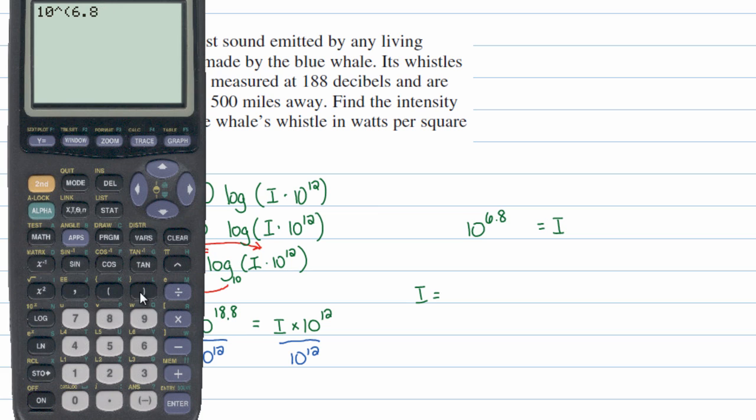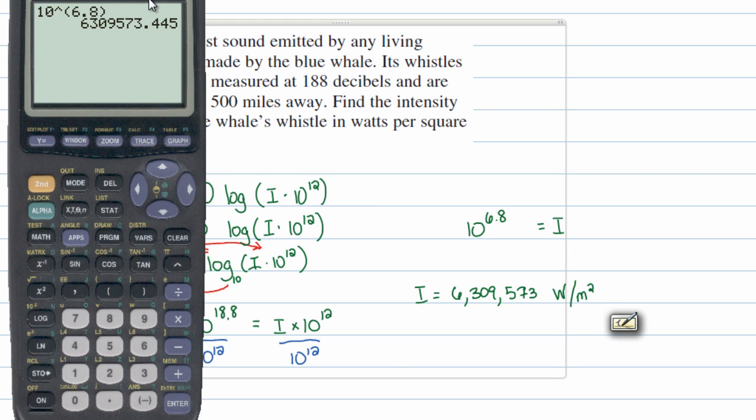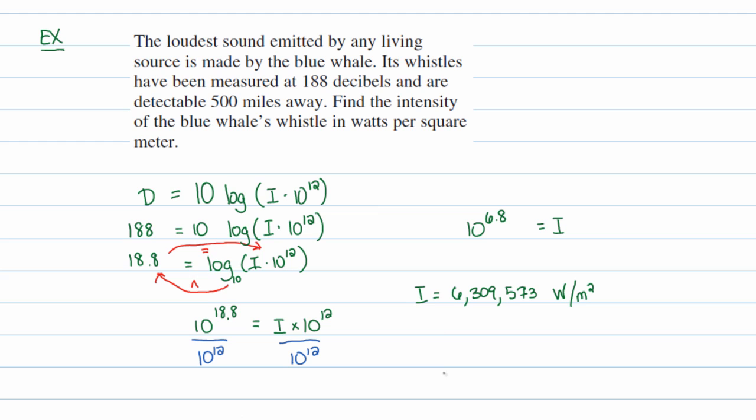Let's see what that comes out to be. A large number, right? 6,309,573 watts per square meter. The question is, is that a lot or is that a little? Unless you have an intimate understanding of how power works, this number here, this intensity, makes no real sense to you. It seems like a lot, though. 6 million, it seems like a lot. But let's see how powerful that is compared to normal human conversation.